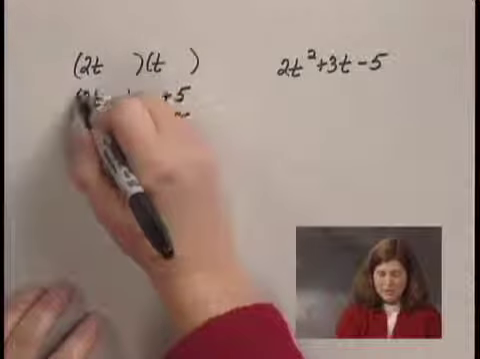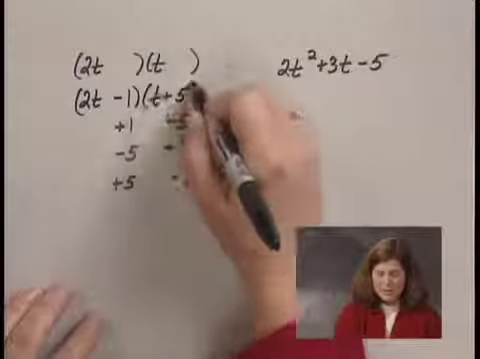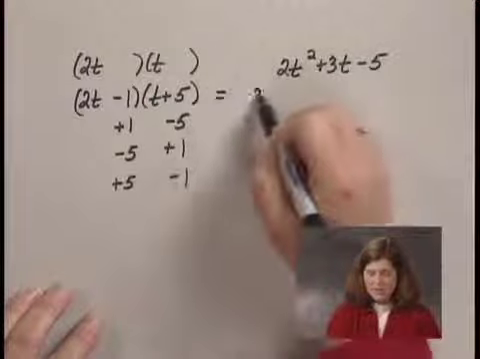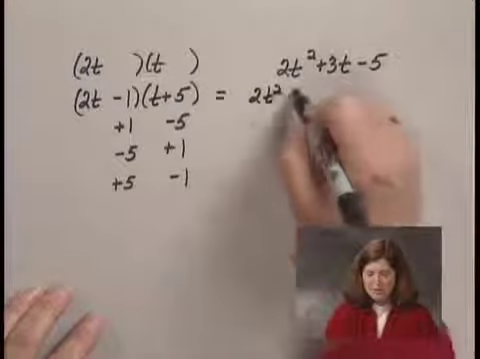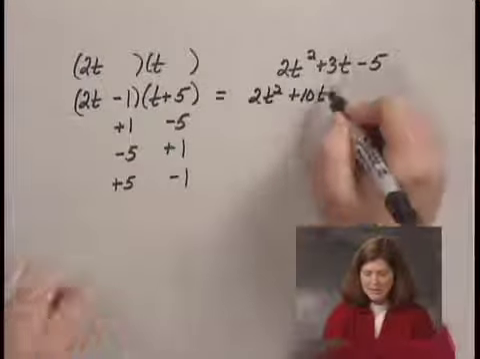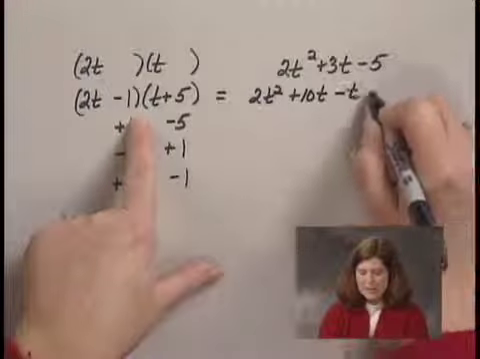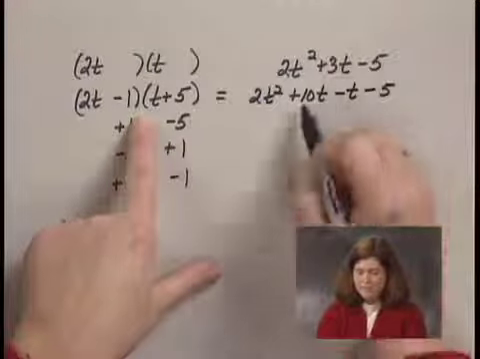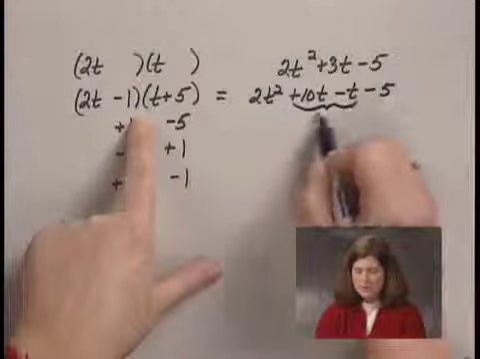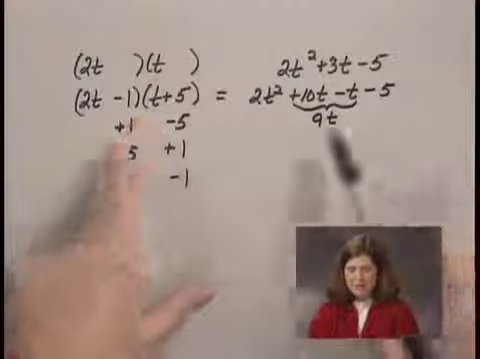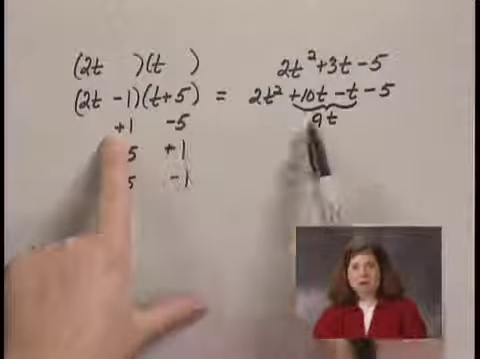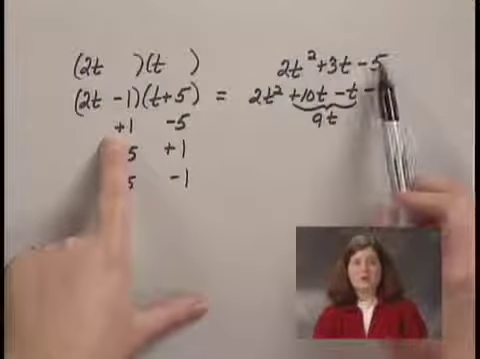So let me check this one here. When I multiply, I get 2t squared plus 10t minus t minus 5. My middle term is 9t. If I change the signs, I'll get a middle term of -9t. Neither one is what I want.